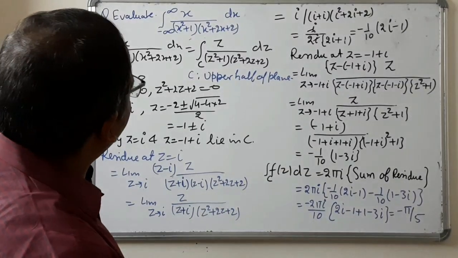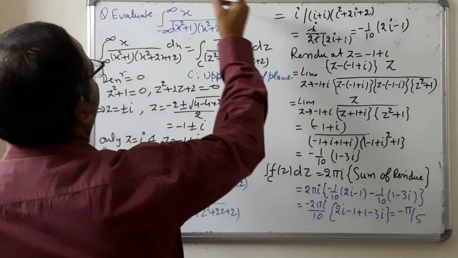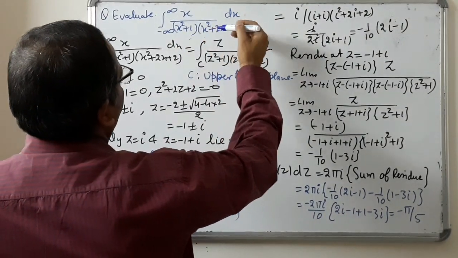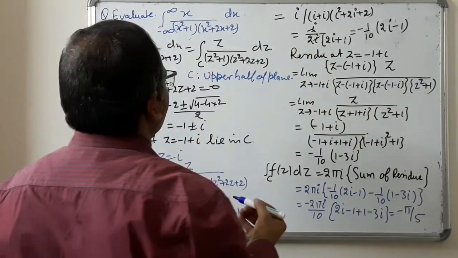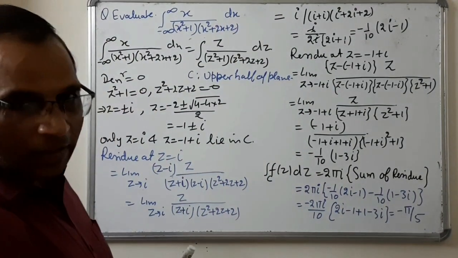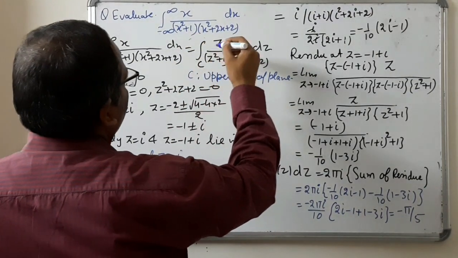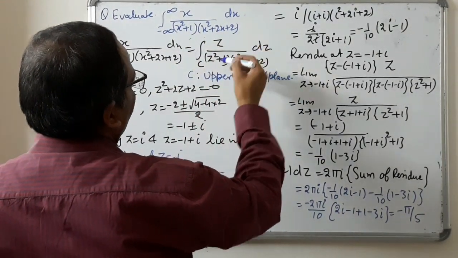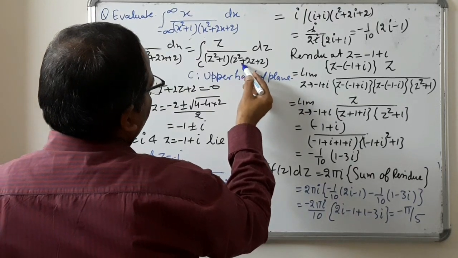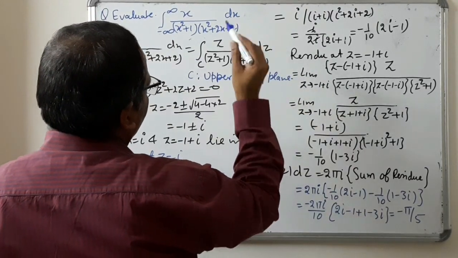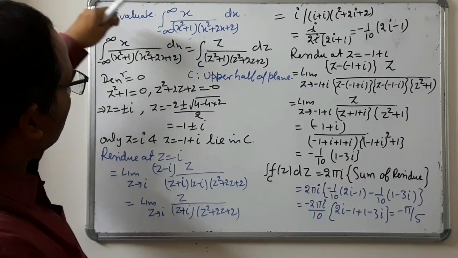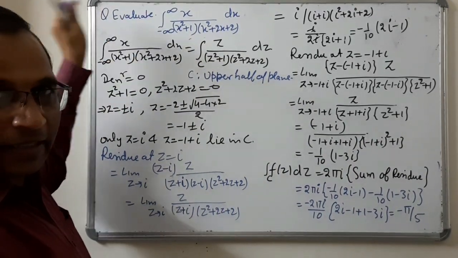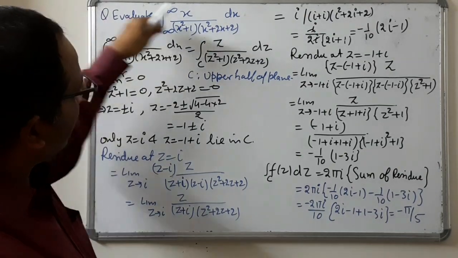Now we take another example. Evaluate the integral from minus infinity to infinity of x upon (x square plus 1)(x square plus 2x plus 2) dx. As we discussed earlier, this integration can be written as the integration over C of z upon (z square plus 1)(z square plus 2z plus 2) dz, where C is the upper half of the plane. You should write the 1, 2, 3 steps for this one. As earlier we wrote, you write here.